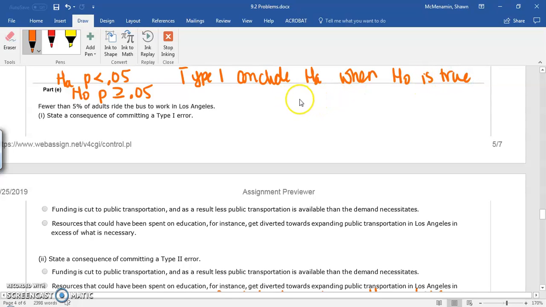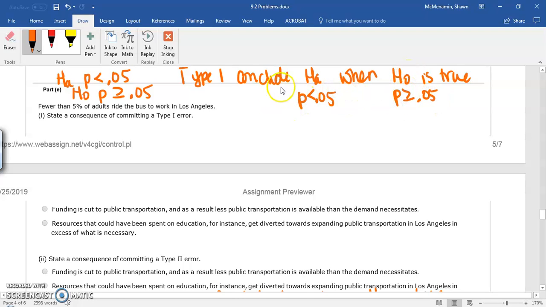So what's happening here when you conclude HA is you're rejecting the null, which is why you're favoring the alternative when the null is true. So you're concluding that P, what does the alternative say? The alternative says that P is less than 0.05 when in fact the null, which, what does the null say? The null says P is greater than or equal to 0.05.